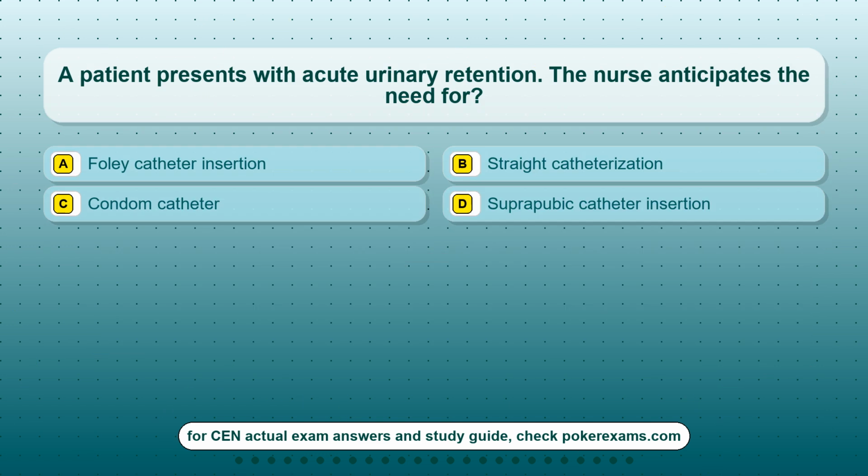Question 11. A patient presents with acute urinary retention. The nurse anticipates the need for Option A, Foley catheter insertion. Option B, straight catheterization. Option C, condom catheter. Option D, suprapubic catheter insertion.